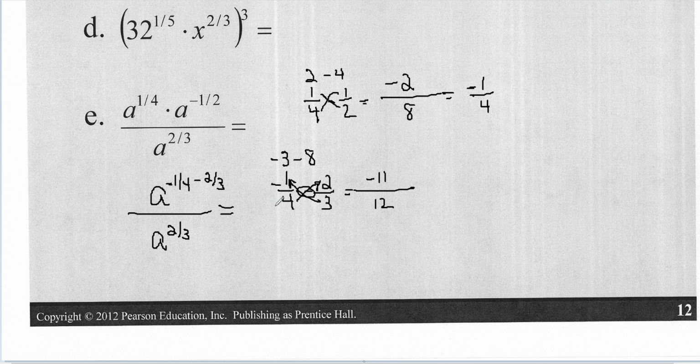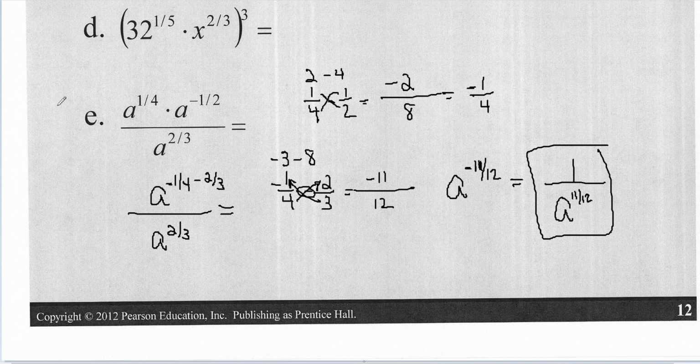So officially, it's a to the negative 11 over 12, but I cannot leave it negative. The ungodly math rule. So that's easy to fix. I'm going to put it in the denominator as a positive, a to the positive 11 over 12. And make sure I put my 1 up top. So this is the answer to E.